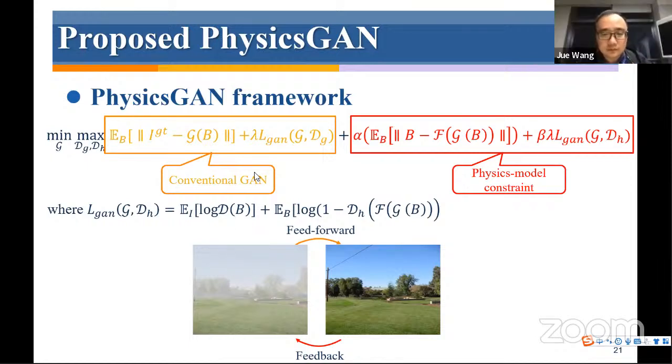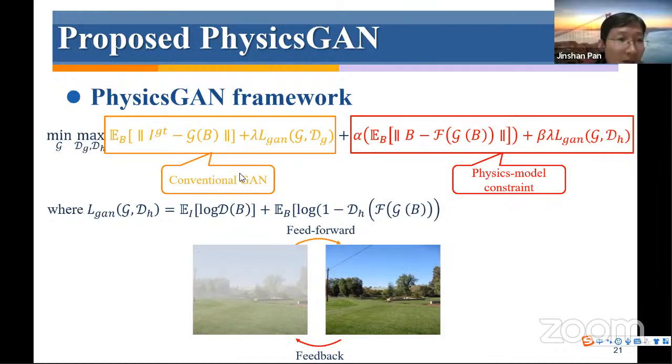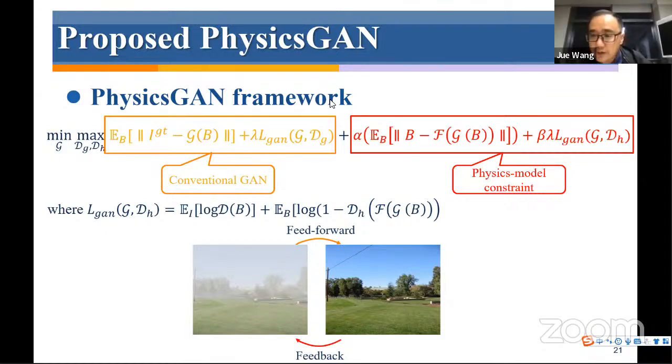I also found that people ask about the blur kernel in the test stage. I'm sorry, there is a question I just saw in our Zoom: information from YouTube for the PhysicsGAN model on image deblurring. What if we do not have the blur kernel at test time?